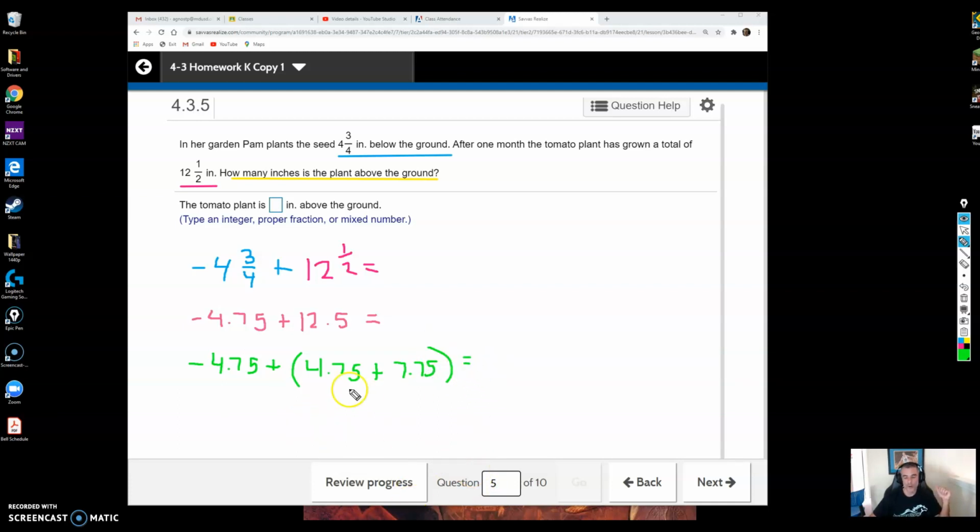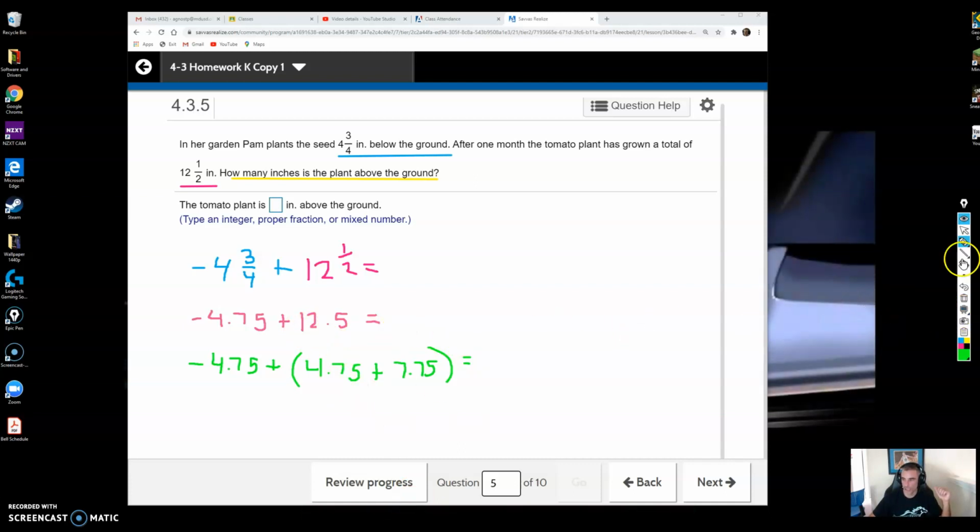Okay, the whole purpose of making change, of going from this number to these two numbers, right? Making change was to create this pair of additive inverses. I now have a negative 4.75 and a positive 4.75. So we're going to regroup.